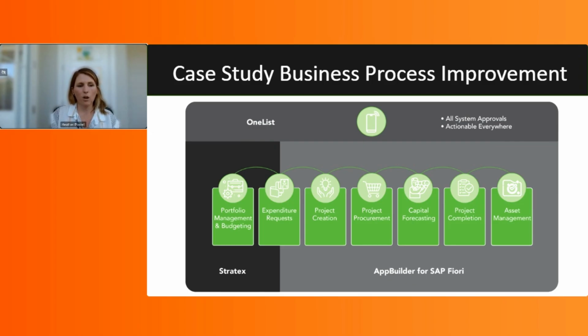As you can see in the diagram below, the capital budgeting process involves many business processes, and not all of them have to be looked at at once. As per our case study today, you'll see that not every area was addressed, but the areas that would derive the most benefit or were causing the most pain were looked at first. The primary focus for our client was expenditure requests, project creation, capital forecasting, and project completion.